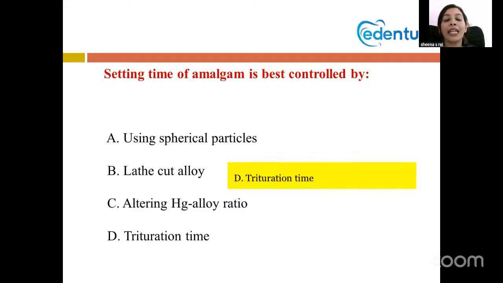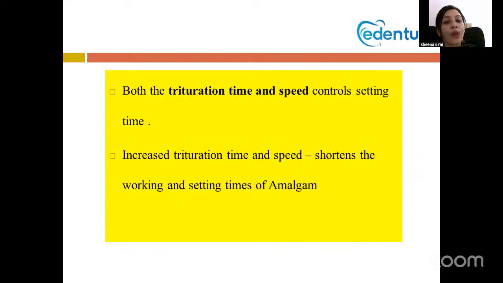So the answer is trituration time, how much time we triturate, because if it is under triturated, it will have a soupy mix. I mean, if it has a large amount of mercury, it will have a soupy mixture. And if it has low mercury content, it will have a sandy appearance. Also, the type of trituration determines the setting time of amalgam. So both the trituration time and speed actually control the setting time.